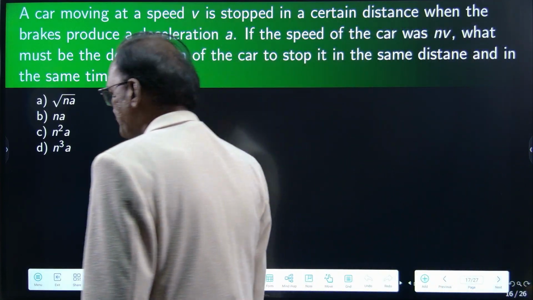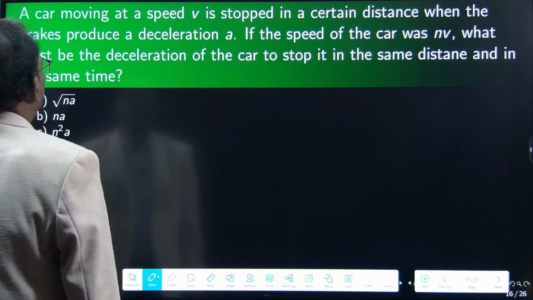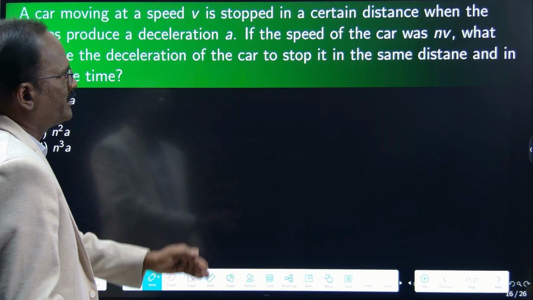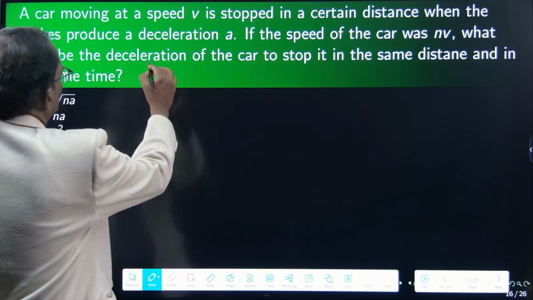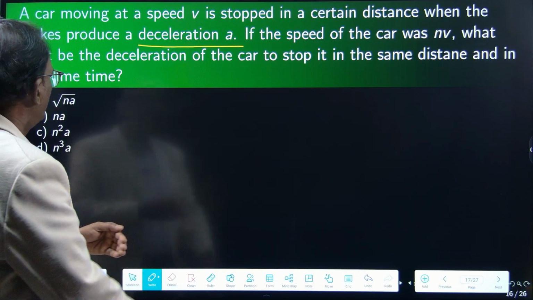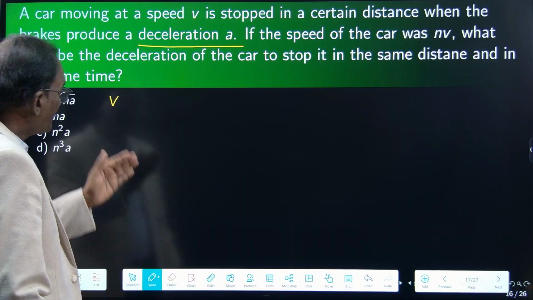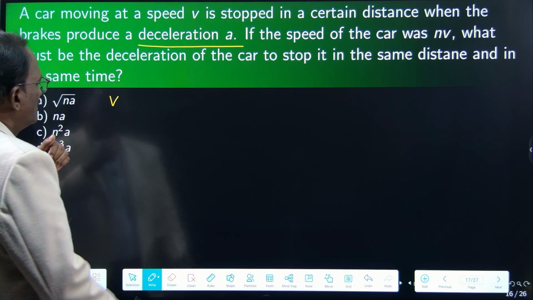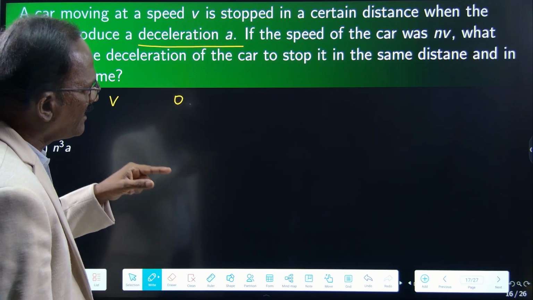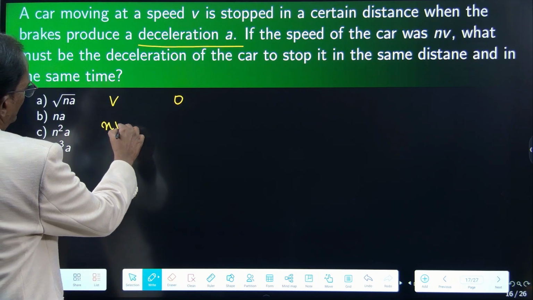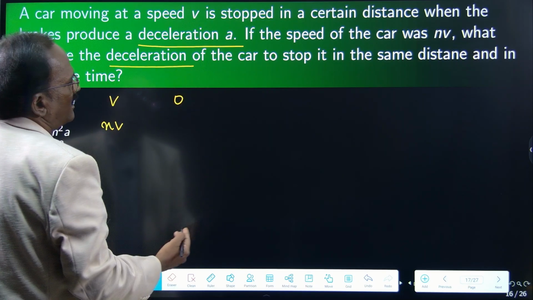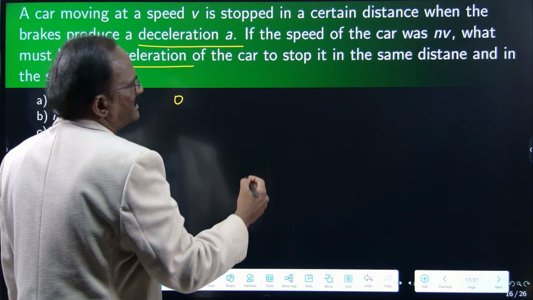So next question. A car moving at a speed v is stopped in a certain distance. A moving car is stopped at a distance when the brakes produce a deceleration a. The car is moving with a velocity v, so initial velocity is v, final velocity is 0. If the speed of the car was n into v, what must be the deceleration of the car to stop it in the same distance?